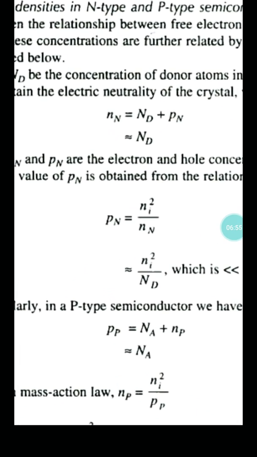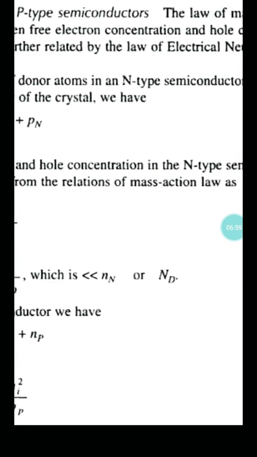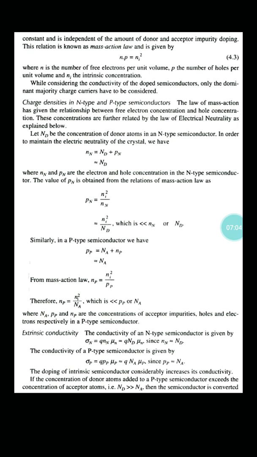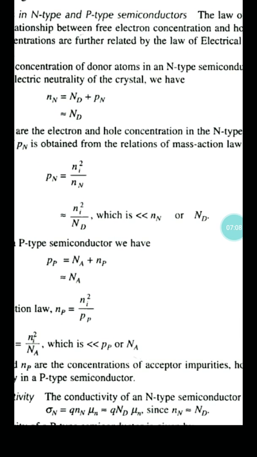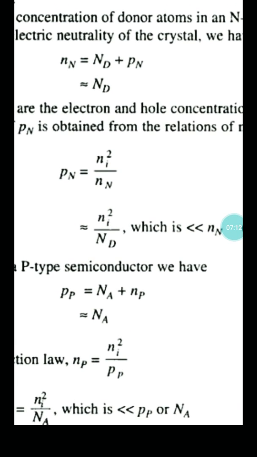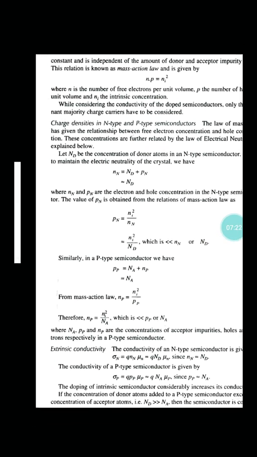Once again, see here, Nn and Pn are the electron and hole concentrations in an N-type semiconductor. The value of Pn is obtained from the relation of the mass action law. I think you can understand. So here Pn is equal to Ni squared by Nn. Nn can be replaced with Nd, so the final expression is Pn equal to Ni squared by Nd, where Nd is the donor concentration for N-type.